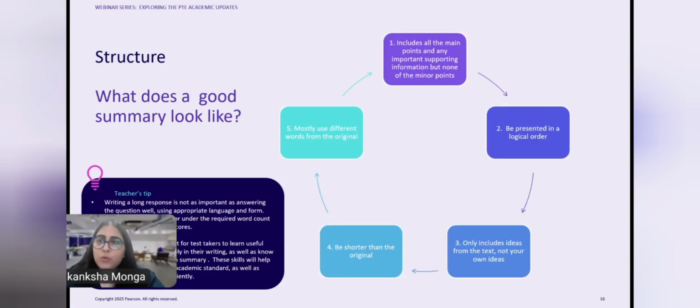I'd like to bring you down to this box here and focus your attention here for a moment. These are just some tips that you can keep in mind.